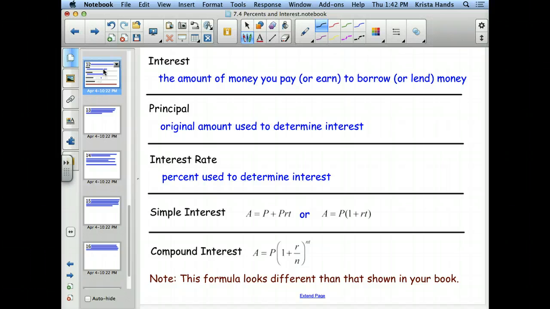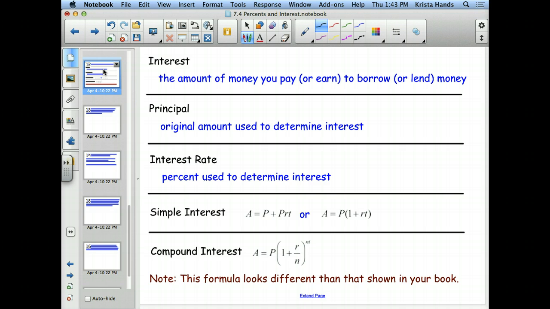T is time, and time is always in years for interest problems. So if somebody talks to you about a loan that's for 18 months, and you put 18 in, that's a problem. What should you put in if it was an 18-month loan? 1.5, that's 1.5 years. So the time is always in years, and the interest rate R is always in decimal form, not the percent form. There's one other letter in the compound interest formula. What is it? Can you tell from where you're sitting?